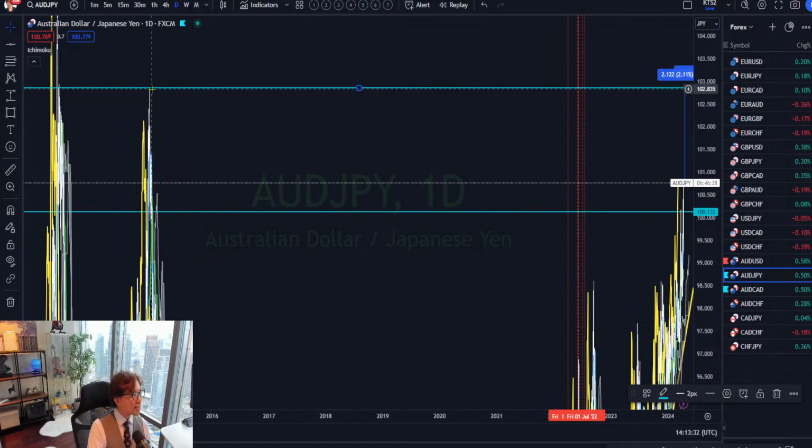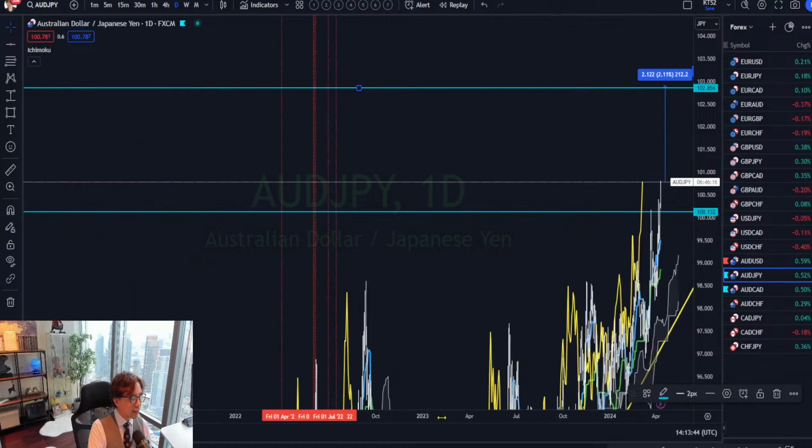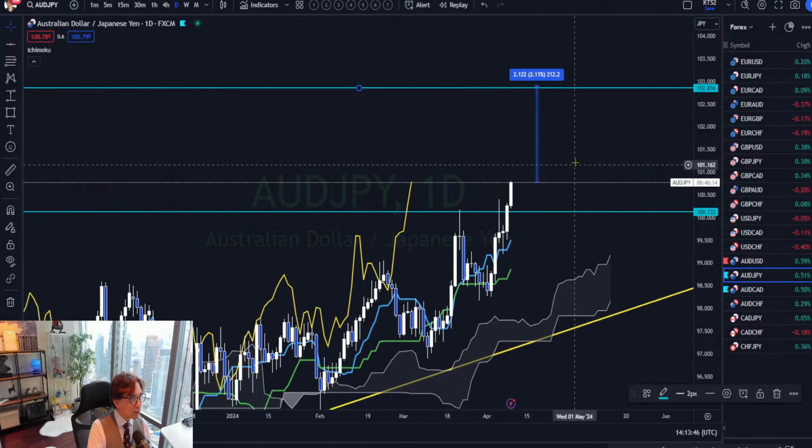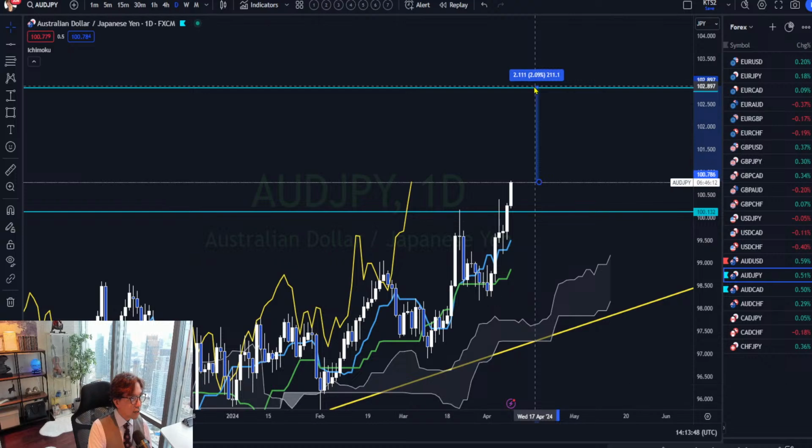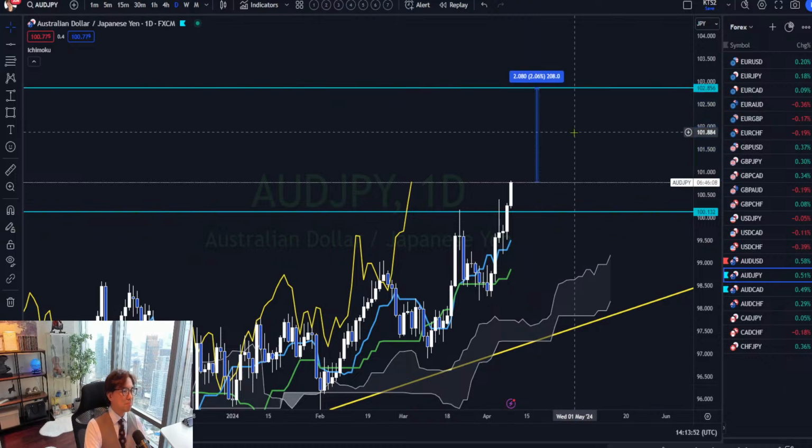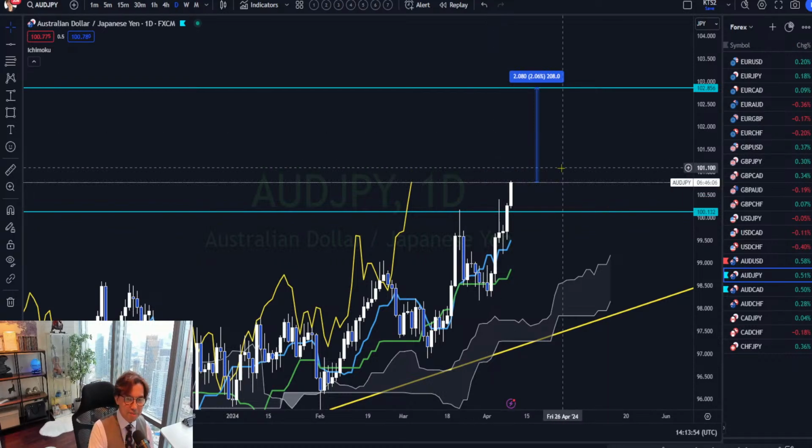So it's always good to mark like in this way. Sometimes it still works as a resistance. So just in case, I set the target on the previous resistance like this. So technically speaking, the room to trade is now 208 pips, which is also still very big. So AUD/JPY also looks very good to trade today.